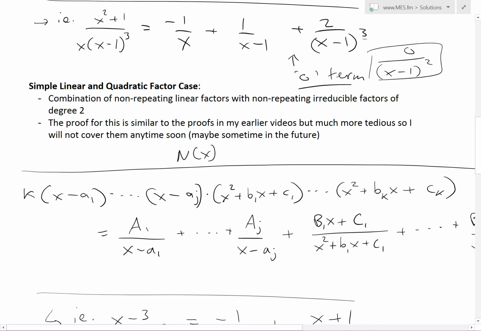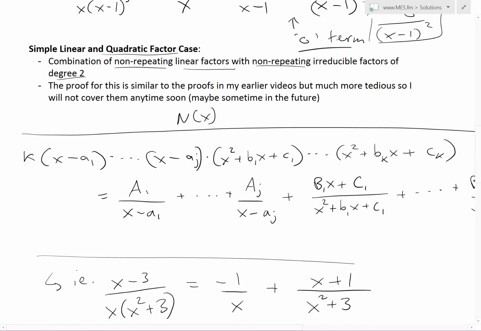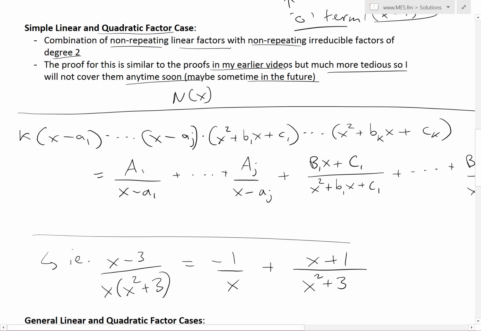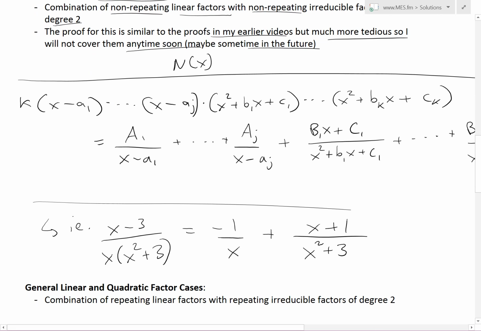Now if we go over the simple linear and quadratic factor case, which is just a combination of non-repeating linear factors with non-repeating irreducible factors of degree 2. So in this case, we're not dealing with just linear but also non-linear, power of 2 polynomials. The proof for this is similar to proofs in my earlier videos, but much more tedious, so I will not cover them anytime soon, but maybe sometime in the future, because my earlier proofs on the simple ones took like half an hour or so. These kinds with the non-linear will take even longer. I might do those later.